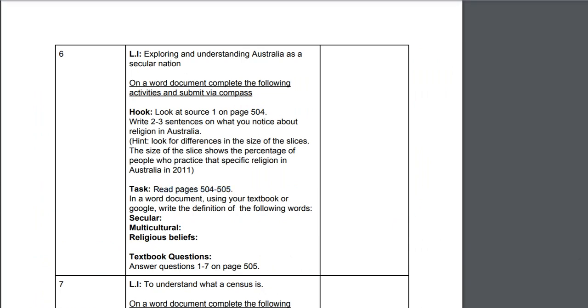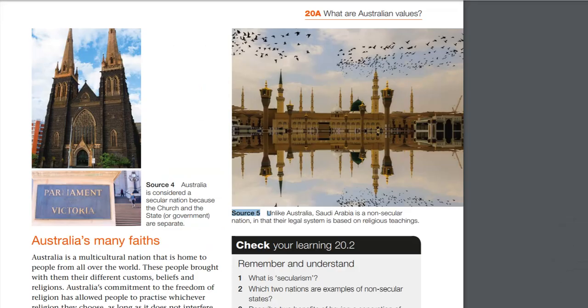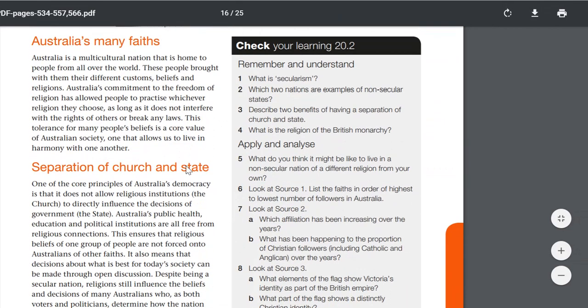Right, so now that we've read those 2 pages, we're going to have a look at what our task is. In the same Word document that you've written your 2 to 3 sentences on the pie graph on page 504, I want you to now, using a textbook or Google, write the definition of the following words. So secular, multicultural, and religious beliefs. And then we're going to answer these textbook questions. So answer questions 1 to 7 on page 505. So that's these ones over here.